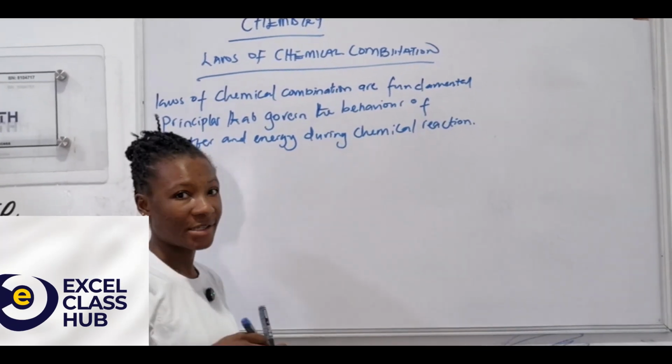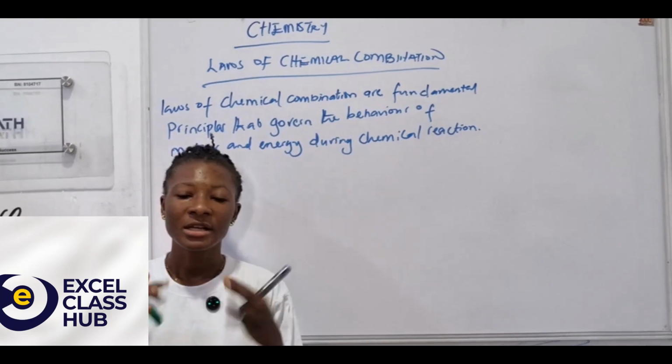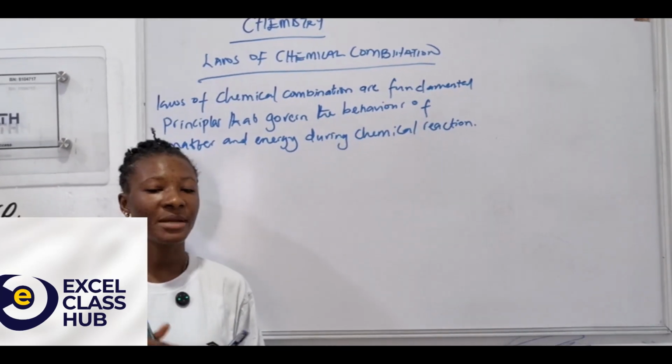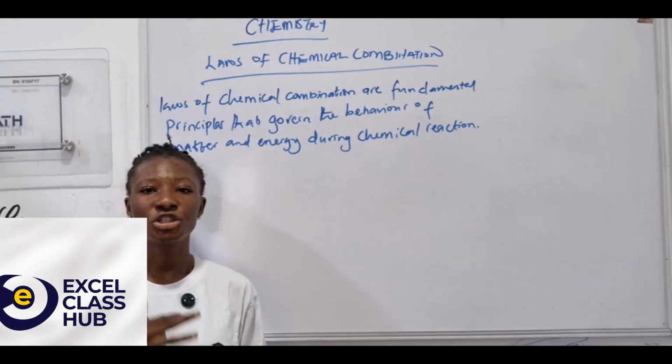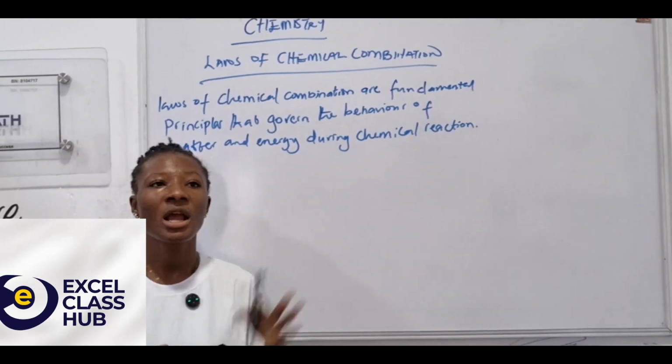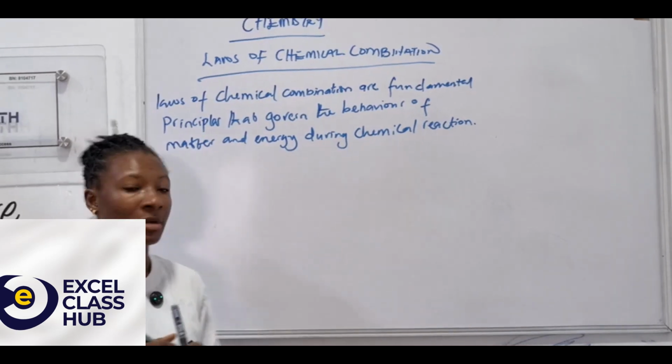So at the end of today's class, you should be able to explain and state the four laws of chemical combination. You should be able to balance chemical equations. You should be able to prove the verification of the four laws of chemical combination. So let's move to the four laws of chemical combination.